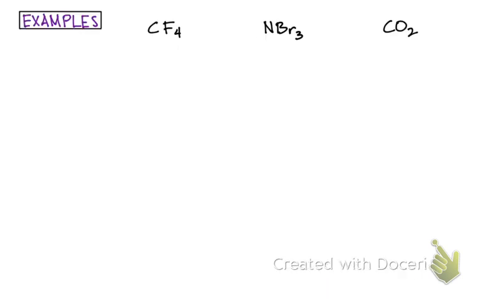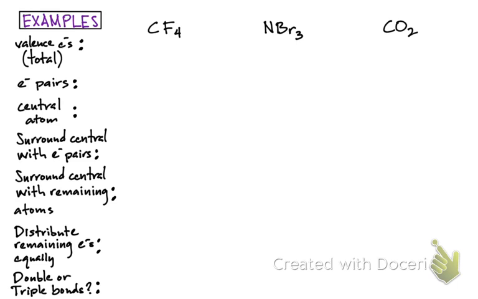Let's look at a few examples here. We have carbon tetrafluoride, nitrogen tribromide, and carbon dioxide. Draw the Lewis dot structures for each molecule. Here are the summarized steps. First is to count the total number of valence electrons for each molecule.